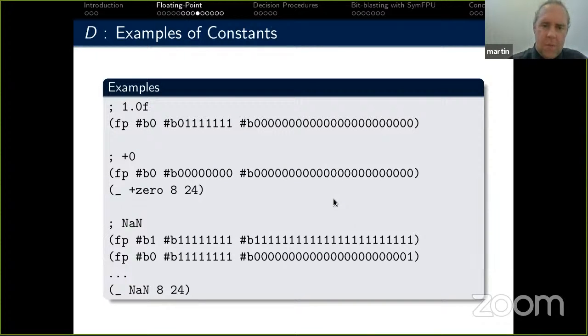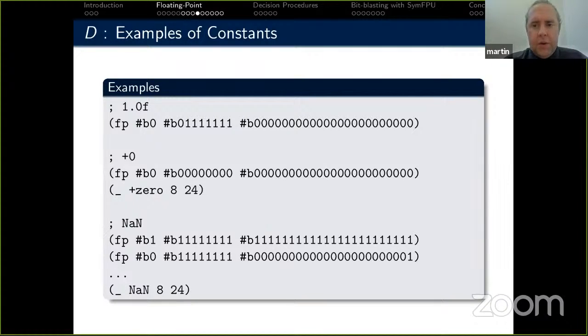So examples. If we want to write 1.0 single precision float, we write it like this. So this really is the bits that you would have in memory. If you're writing a program analyzer, any kind of tool like that, you really can just go from this bit string straight into and out of memory.